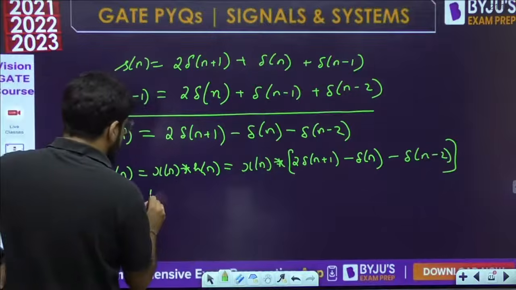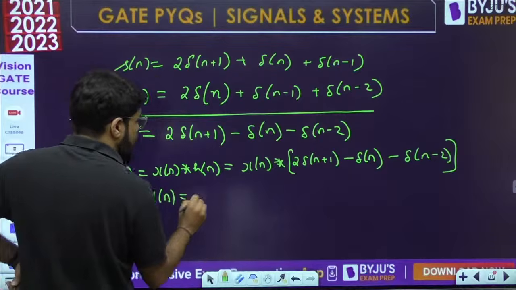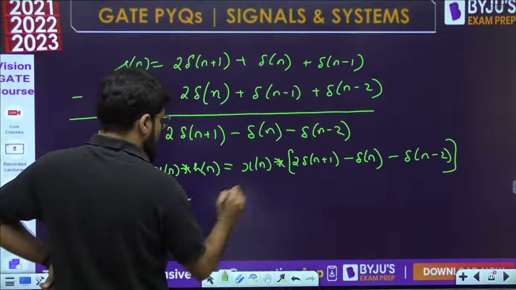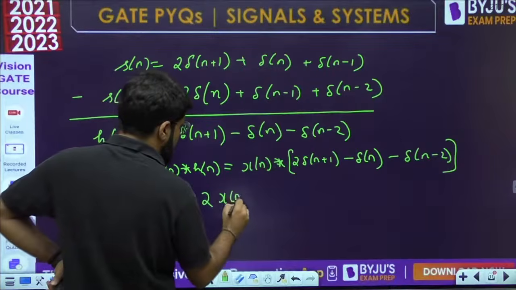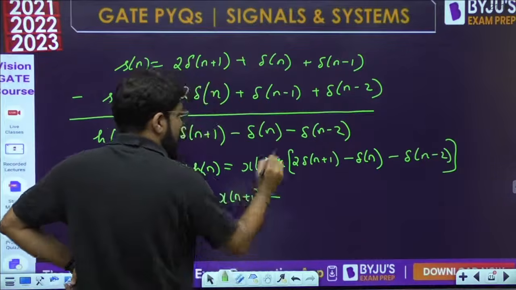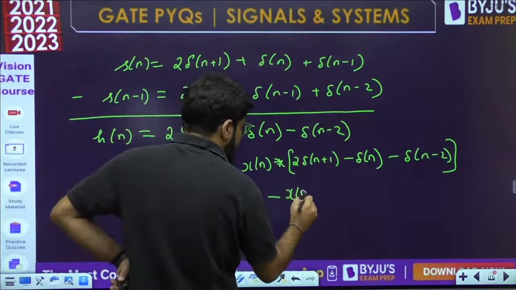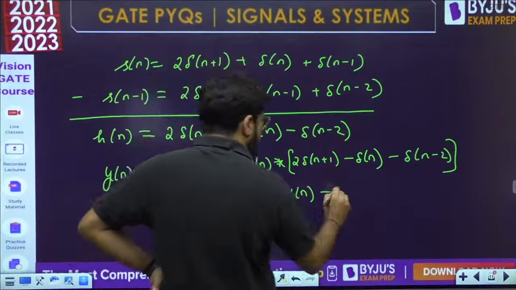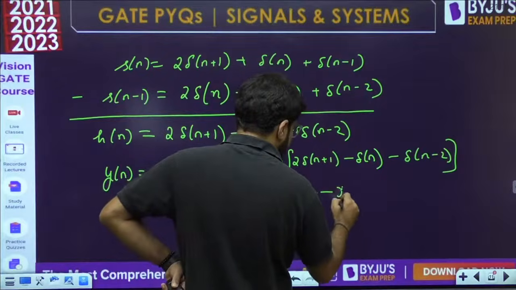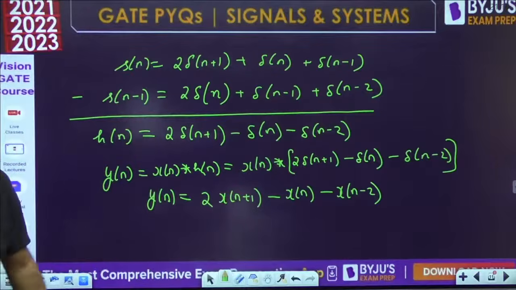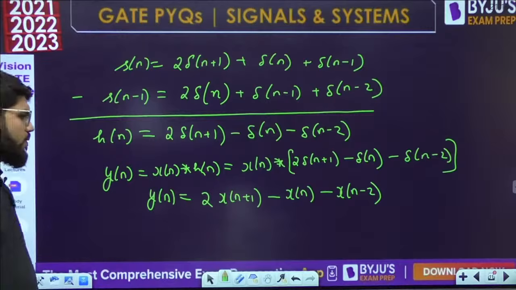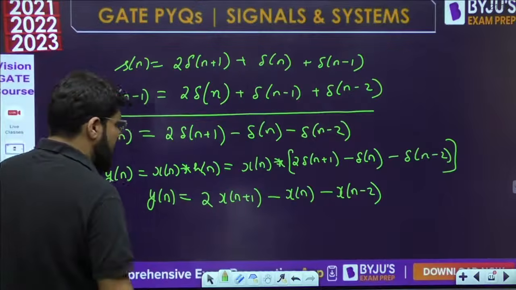So what should be the output y[n]? 2 is a common constant. x[n] convolved with δ[n+1] gives x[n+1], minus x[n] convolved with δ[n] gives x[n], minus x[n] convolved with δ[n-2] gives x[n-2]. Convolution with an impulse, and the time shifting is applied correspondingly. Now put down what is the value of x[n].